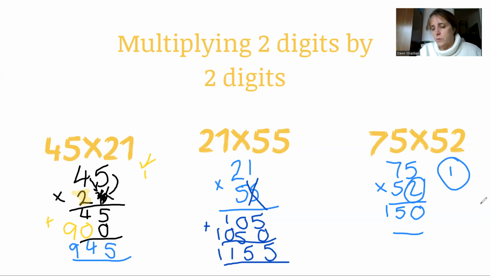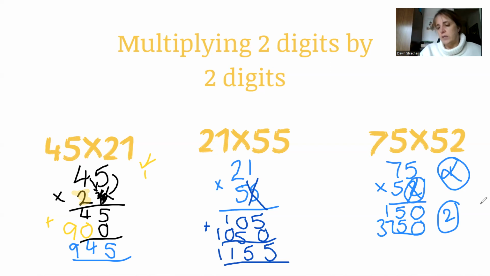Okay, so we'll finish doing that now. So we'll cross that out and put a placeholder in there. And we'll go 5 times 5 is 25. And we've got 2 to carry. We'll cross that out because we know we've done that. 7 times 5 is 35 plus the 2 that we're carrying. So that gives us 37.